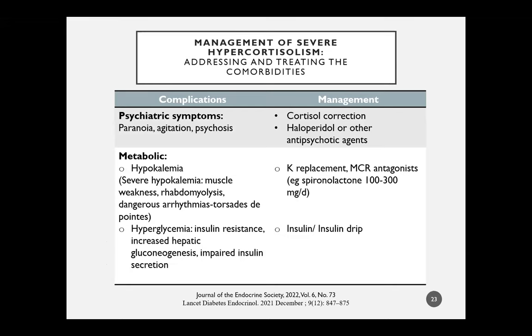We all need to be aware that, given the rapid onset of hypercortisolism that we see in ectopic Cushing syndrome, it could eventually lead to psychiatric, cardiovascular, thromboembolic, metabolic, or infectious complications that can be fatal.